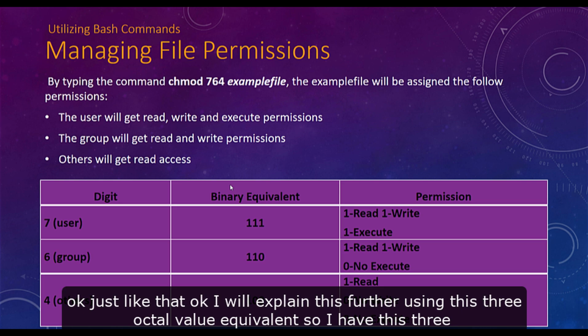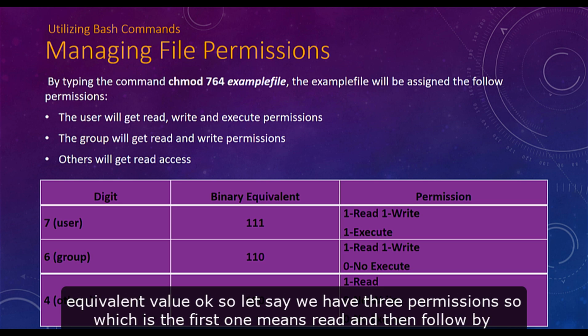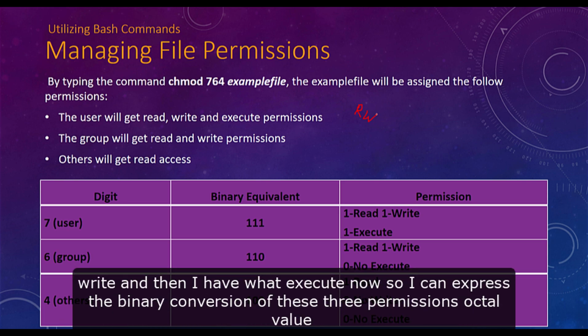Okay, so I have these three equivalent values. Let's say we have three permissions: the first one means read, followed by write, and then I have what? Execute. Now I can express the binary conversions of these three permissions as octal values.